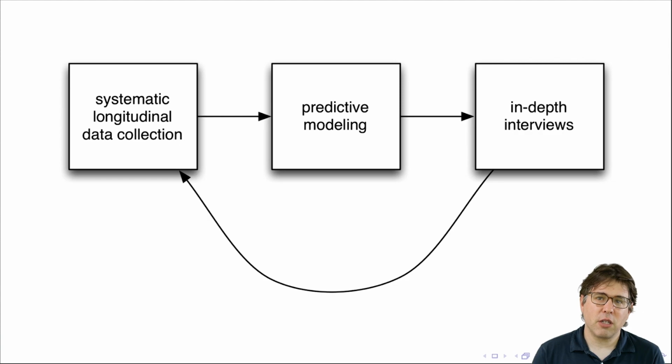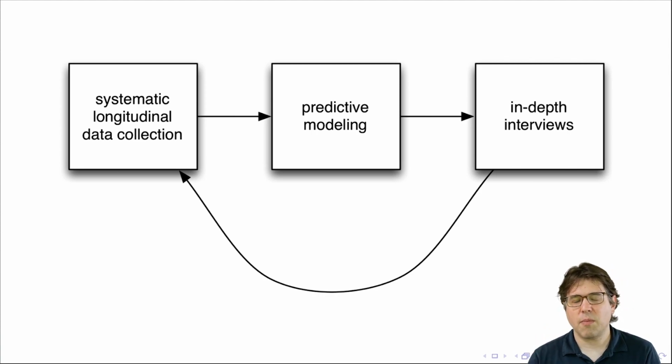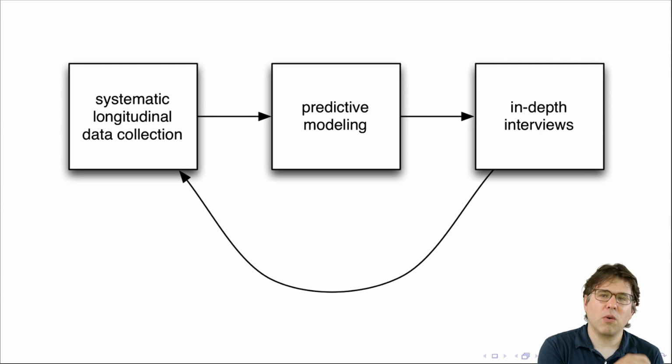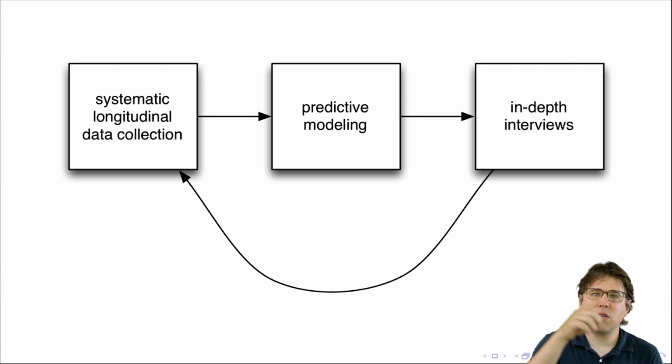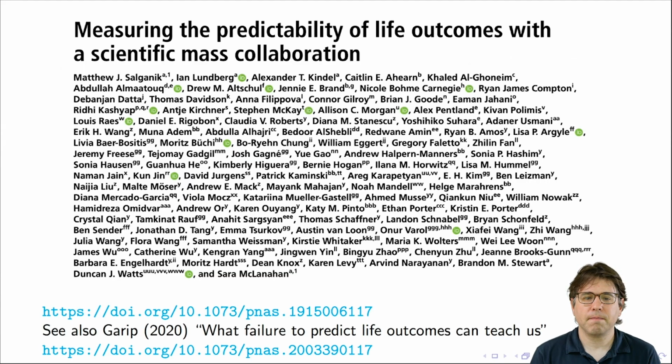And so you could imagine doing this over and over and over again, hundreds of times. So you have a systematic longitudinal data collection, you do predictive modeling, you do in-depth interviews, and then you learn some more, you improve your data collection, and if you do this over and over and over again, you would potentially learn a lot. So that's a little bit about the Fragile Families Challenge. This is a paper that we've recently published, and I would also recommend reading the accompanying commentary by Feliz Garip.